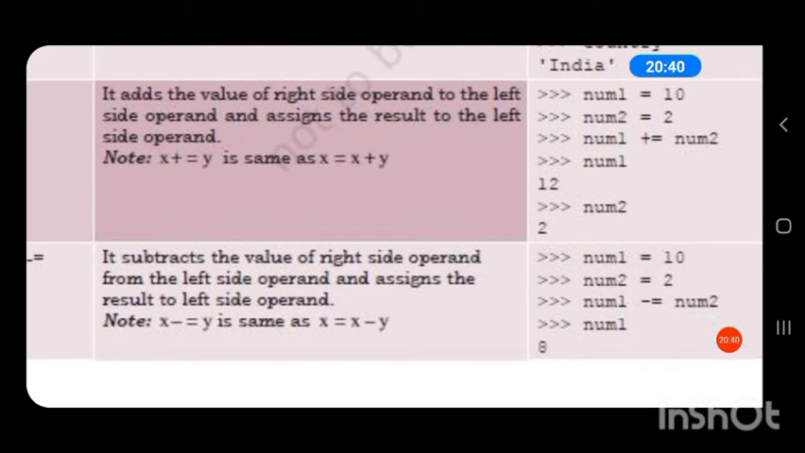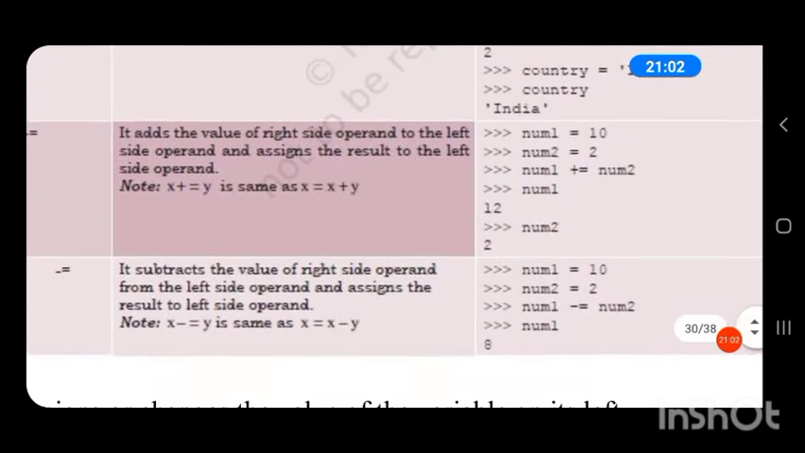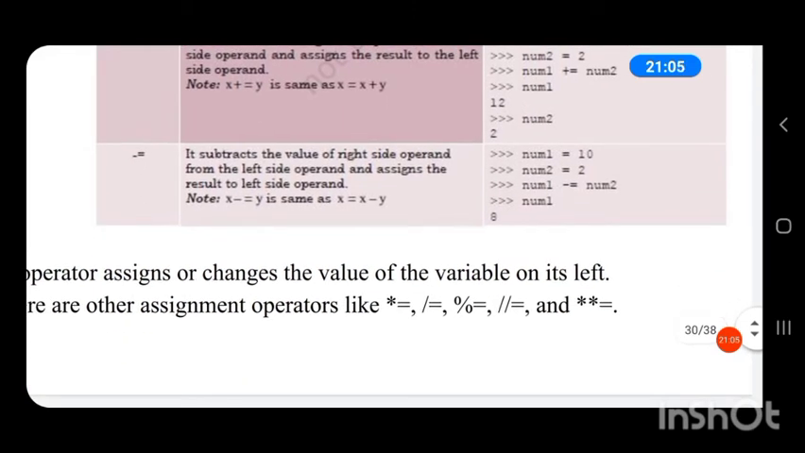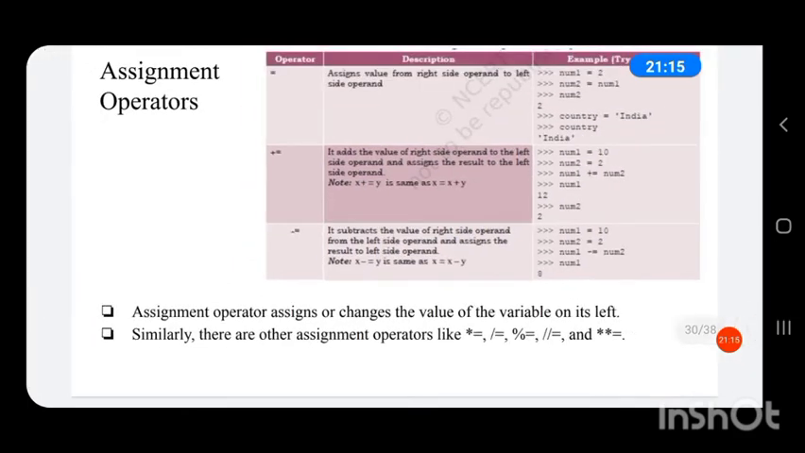Here we have two variables, num1 equal to 10, num2 equal to 2. So num1 minus equal to num2 means num1 equal to num1 minus num2. So num1 will be 10 minus 2, that is 8. In the same manner, we can do star equal to, division, modulus, floor division, and exponential also. So all these are assignment operators.